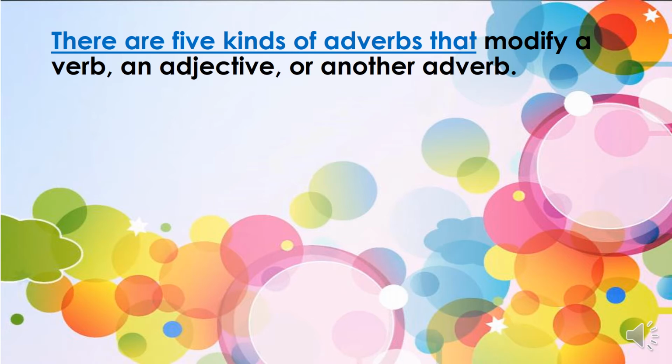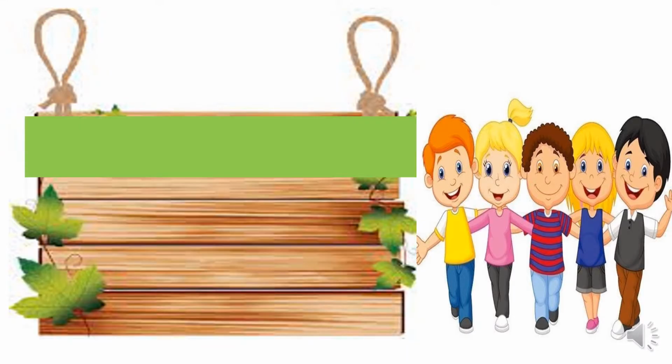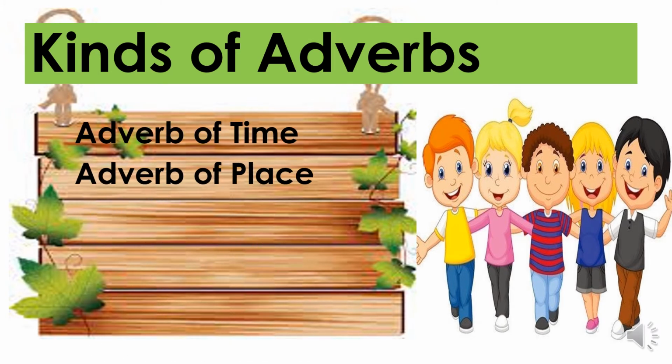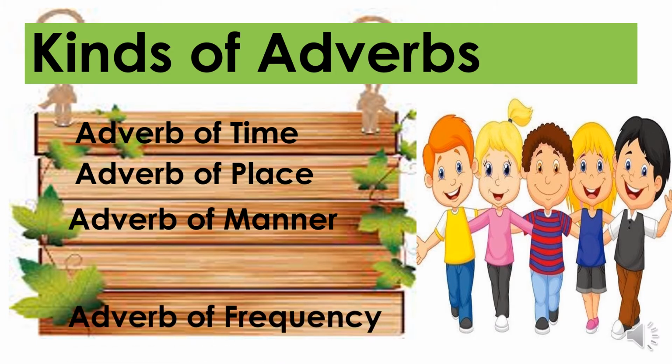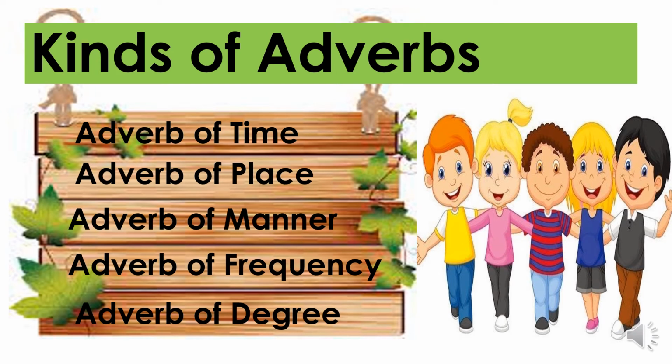There are 5 kinds of adverbs that modify a verb, an adjective, or another adverb. Adverb of time, adverb of place, adverb of manner, adverb of frequency, and adverb of degree. Again, these are the kinds of adverbs. Adverb of time, adverb of place, adverb of manner, adverb of frequency, and adverb of degree.